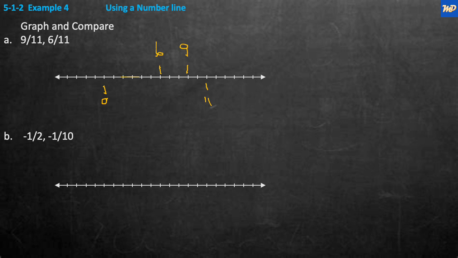You can see right here that 6/11ths is to the left of the 9/11ths. Okay, here's 11 pieces. So 6/11ths is less than 9/11ths. And let's try this other one.